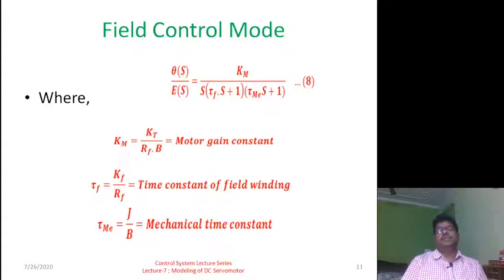So motor gain constant Km is equal to Kt upon Rf into p. Since Kt is a constant, viscous friction is also to some extent constant, so motor gain constant will principally depend upon the Rf. Similarly, the time constant of field winding will also depend upon the Rf. Mechanical time constant, since inertia of the motor is a constant, so p is a constant up to some extent, so that will be depending upon the field winding resistance.